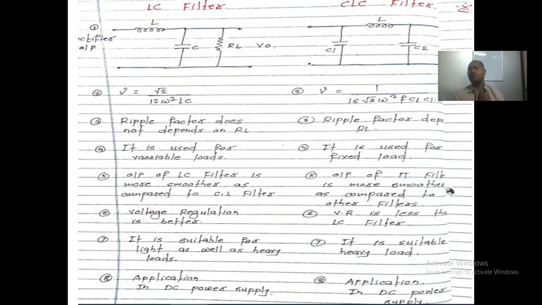The CLC type of filter is also called the pi type of filter, because the configuration of the CLC filter looks like the mathematical pi. That's why it is called the CLC type or the pi type of filter. Two-way filtration is done by this CLC filter, because it is a capacitor input LC filter. The capacitor does one filtration, removing some unwanted AC component.